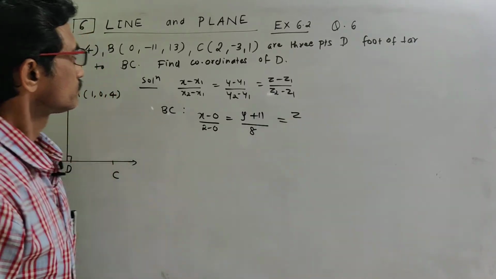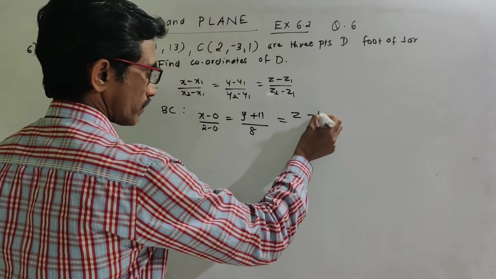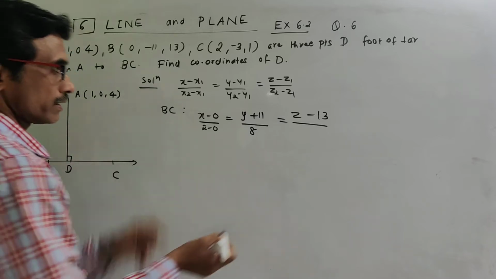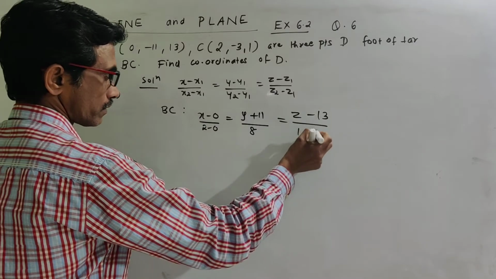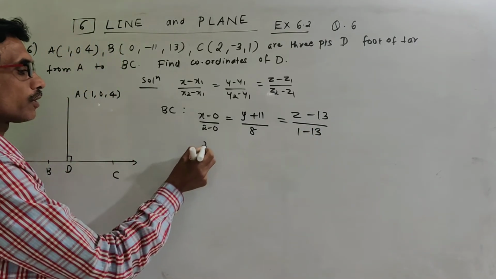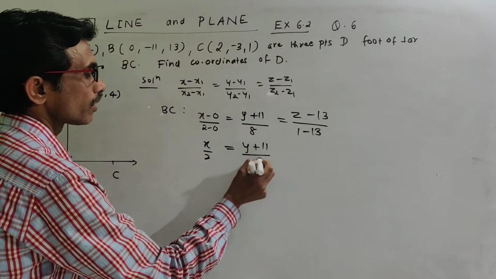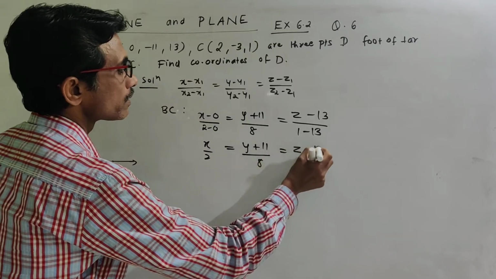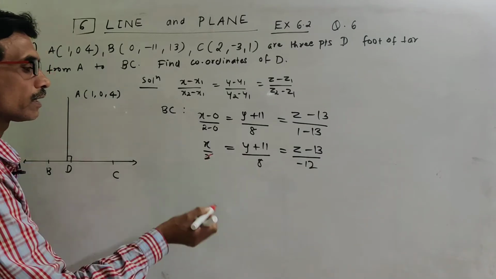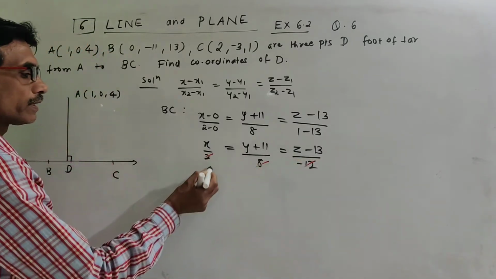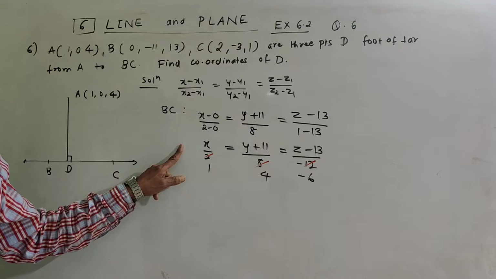Then z minus z1, that is z minus 13, upon z2 minus z1, that is 1 minus 13. Which is x upon 2 equals y plus 11 upon 8 equals z minus 13 upon minus 12. So we can reduce it, and you will get 1, 4 and minus 6. This will be the equation of line BC.